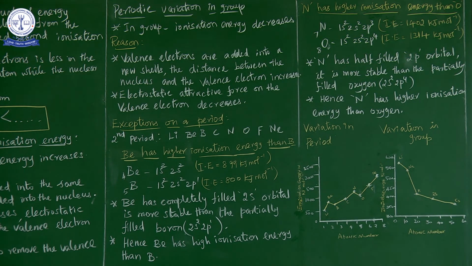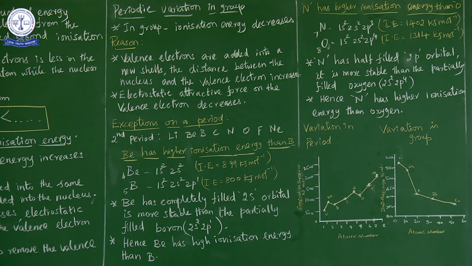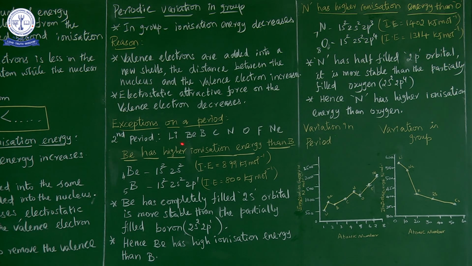So the elements present in the second period are lithium, beryllium, boron, carbon, nitrogen, oxygen, fluorine and neon. Totally 8 elements are present. So here what do we expect? Compare lithium and beryllium: beryllium has more ionization energy because as we move from left to right, ionization energy increases.